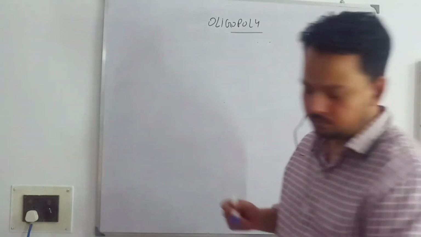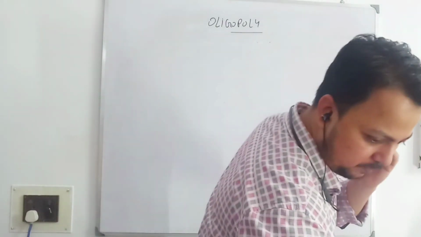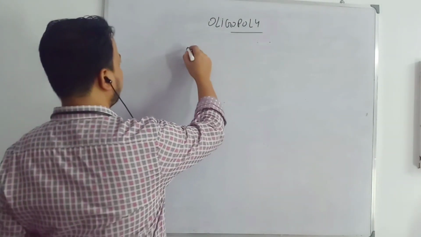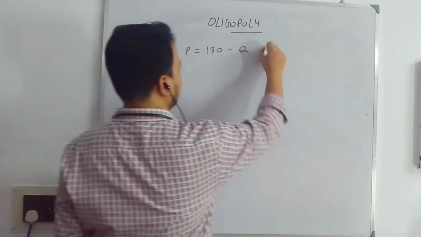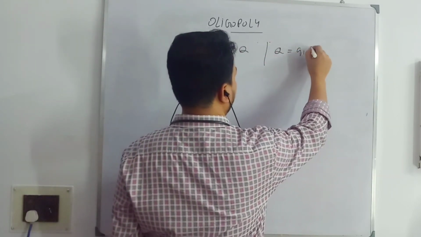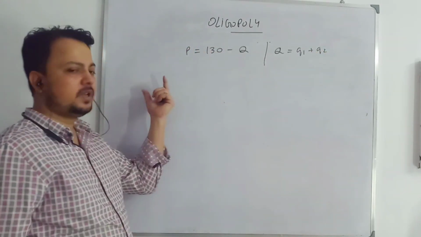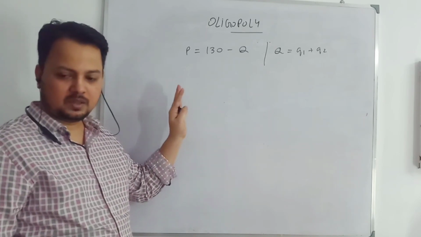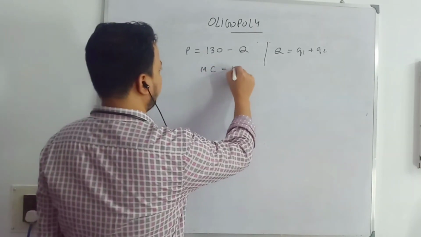There are 2 firms, firm 1 and firm 2, and they are producing an identical product. The market demand condition is given as P equal to 130 minus Q, where Q is the output of firm 1 plus the output of firm 2. In the reaction curve we need not take identical costs, but for simplicity I am taking marginal cost and average cost to be the same. So marginal cost is 10 for each firm.